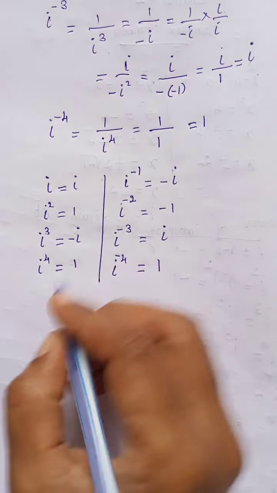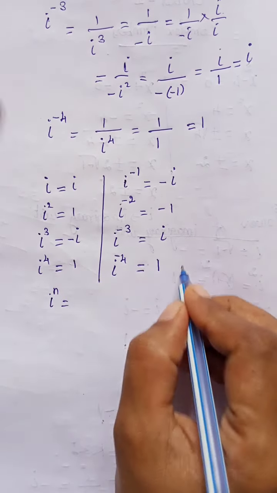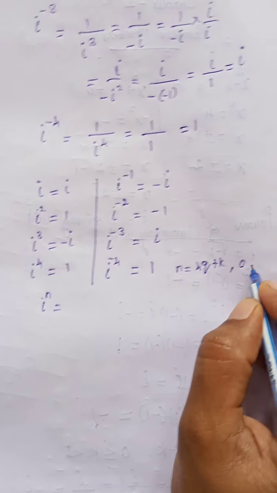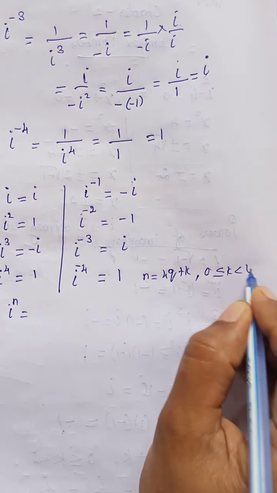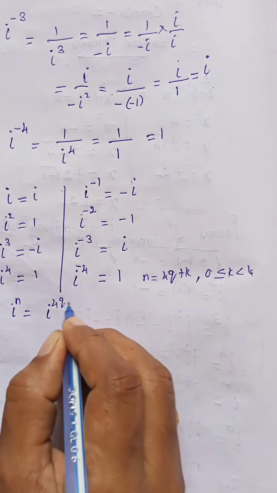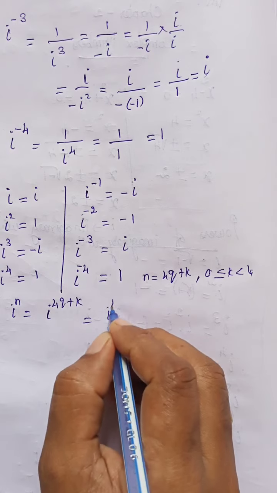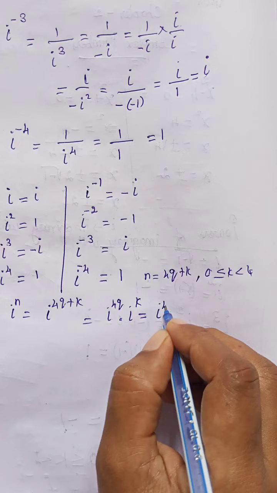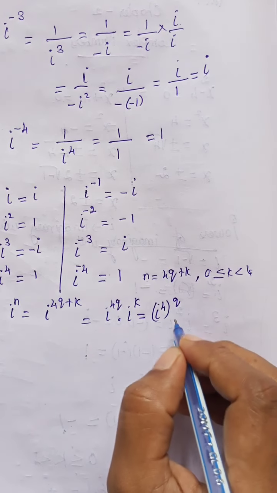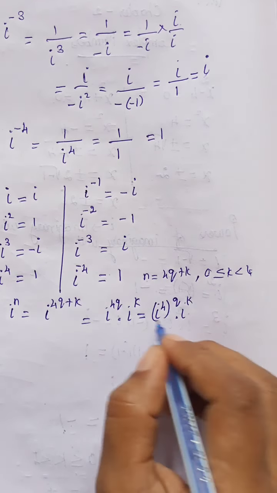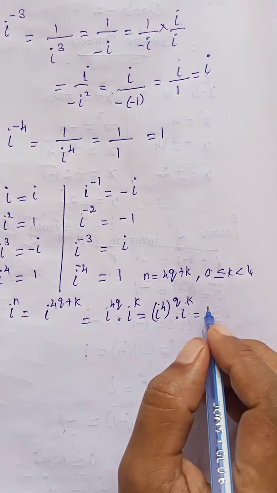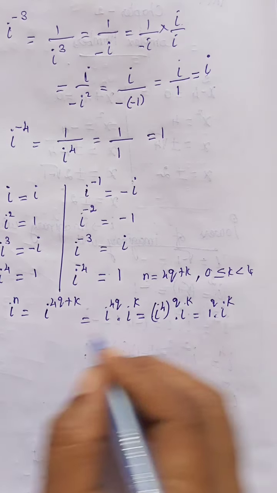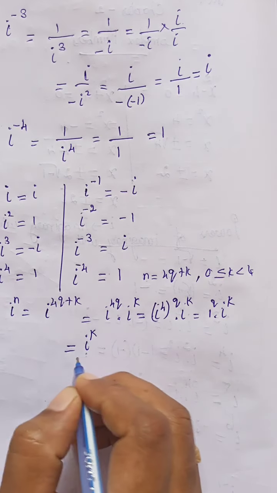See, as I said, i^n, if n = 4q + k, where k is the remainder, 0 ≤ k < 4, isn't it? So i^(4q+k) = i^(4q) into i^k, that is (i^4)^q into i^k. i^4 is 1, isn't it? 1 power any number is the same, into i^k. So we get only the i^k value.